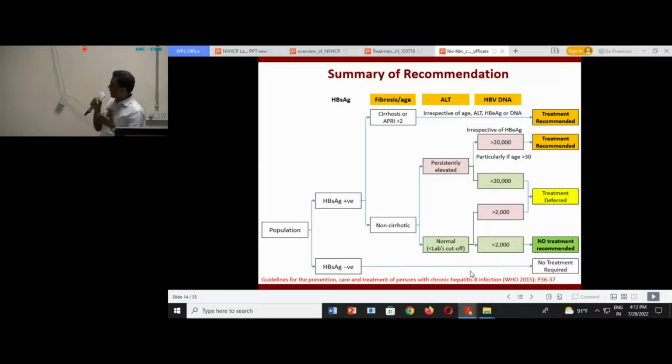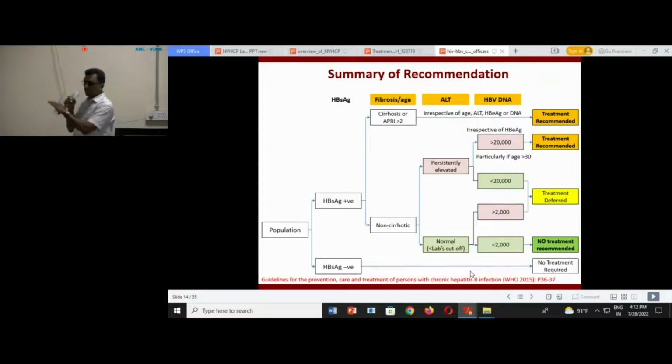And at the same time, normal ALT and more than 2,000 international units, again we have to wait here because we are not sure whether these patients will really need the treatment. That's why we defer the treatment for 6 months in these patients.